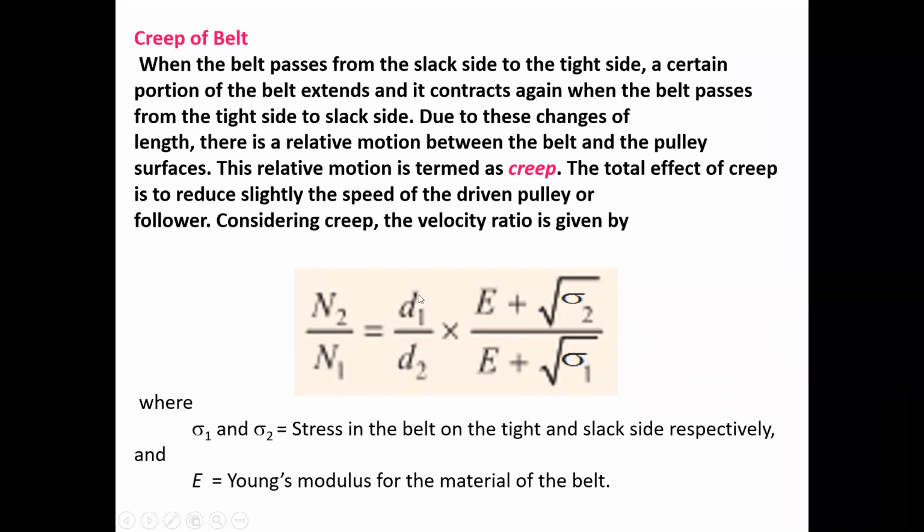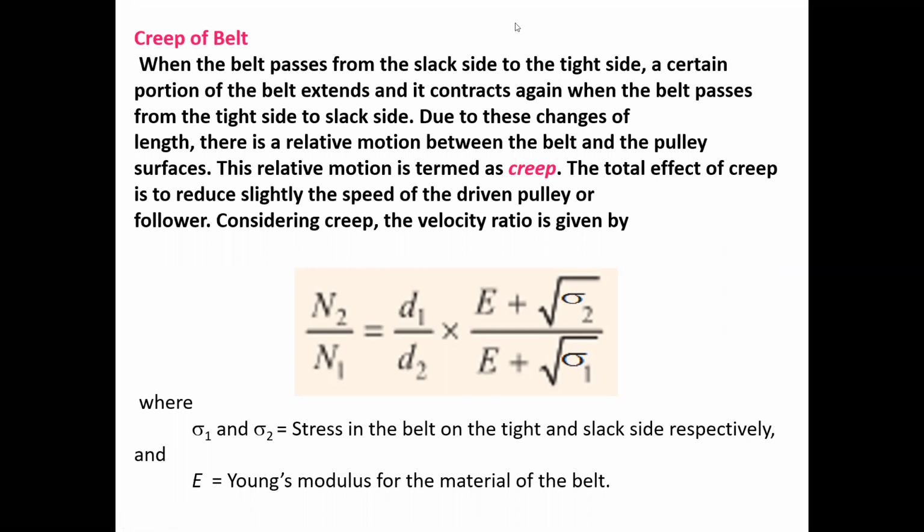N2 by N1 equals D1 by D2 into (E plus square root of sigma 2) by (E plus square root of sigma 1). In this, what do sigma 1 and sigma 2 represent? Sigma 1 and sigma 2 represent the stresses in the belt on the tight and slack sides, and E is the Young's modulus of the material of the belt.